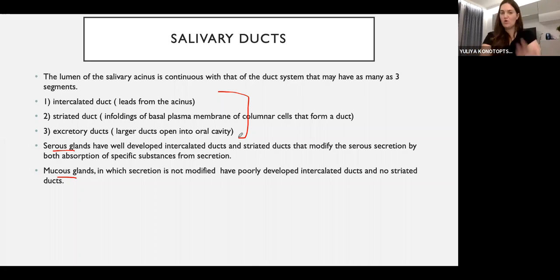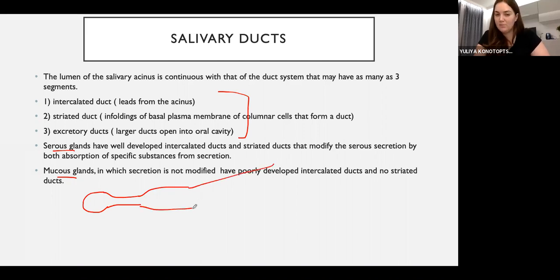So if I were to draw a serous salivary gland basic unit, I will draw it like this. Serous acinus, what comes out of it is the intercalated duct, which continues as striated, a little bit bigger, which continues as excretory, a little bit bigger. But if I'm drawing a mucous salivary gland, things are changing. How is the shape of the mucous acinus? We have said it is a bit tubular, right? So it's a bit flattened, it's a bit tubular.